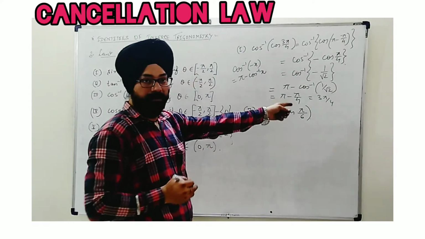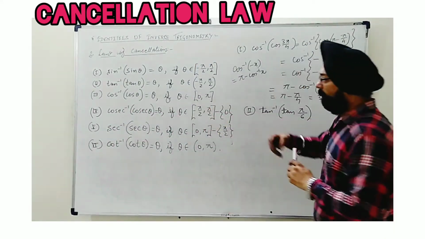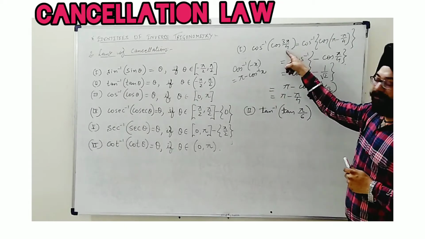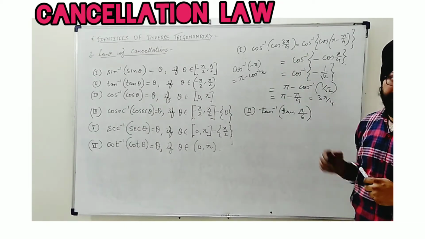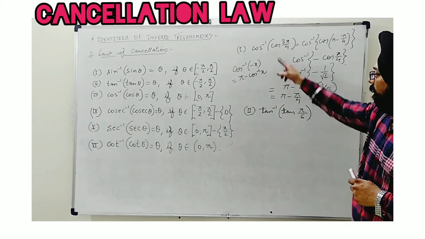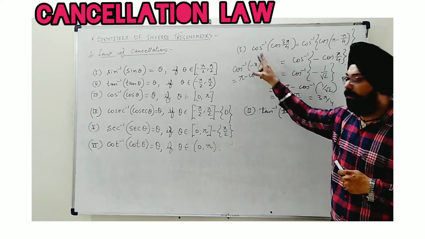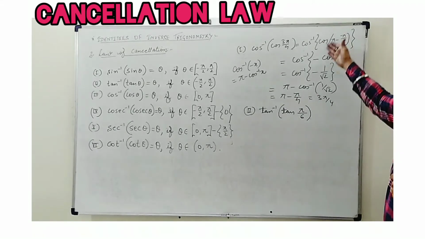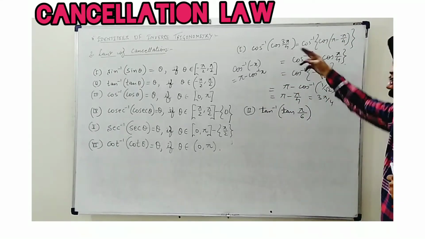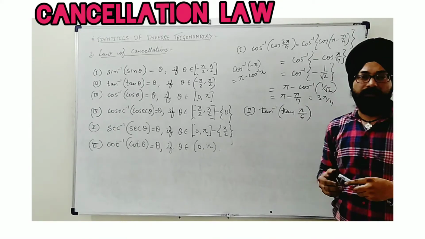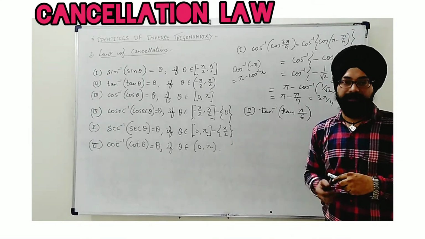If I apply this identity, अगर आप ये वाला पैटर्न अप्लाई करते हो तो डायरेक्ट आंसर 3π/4 आएगा, because 3π/4 belongs to the 0 to pi interval, the principal branch. So that's why the cancellation law can be applied. But in this case, step by step, one more identity we are applying. It's time taking, but the same answer we are getting. So it depends on choice. Accuracy is needed.